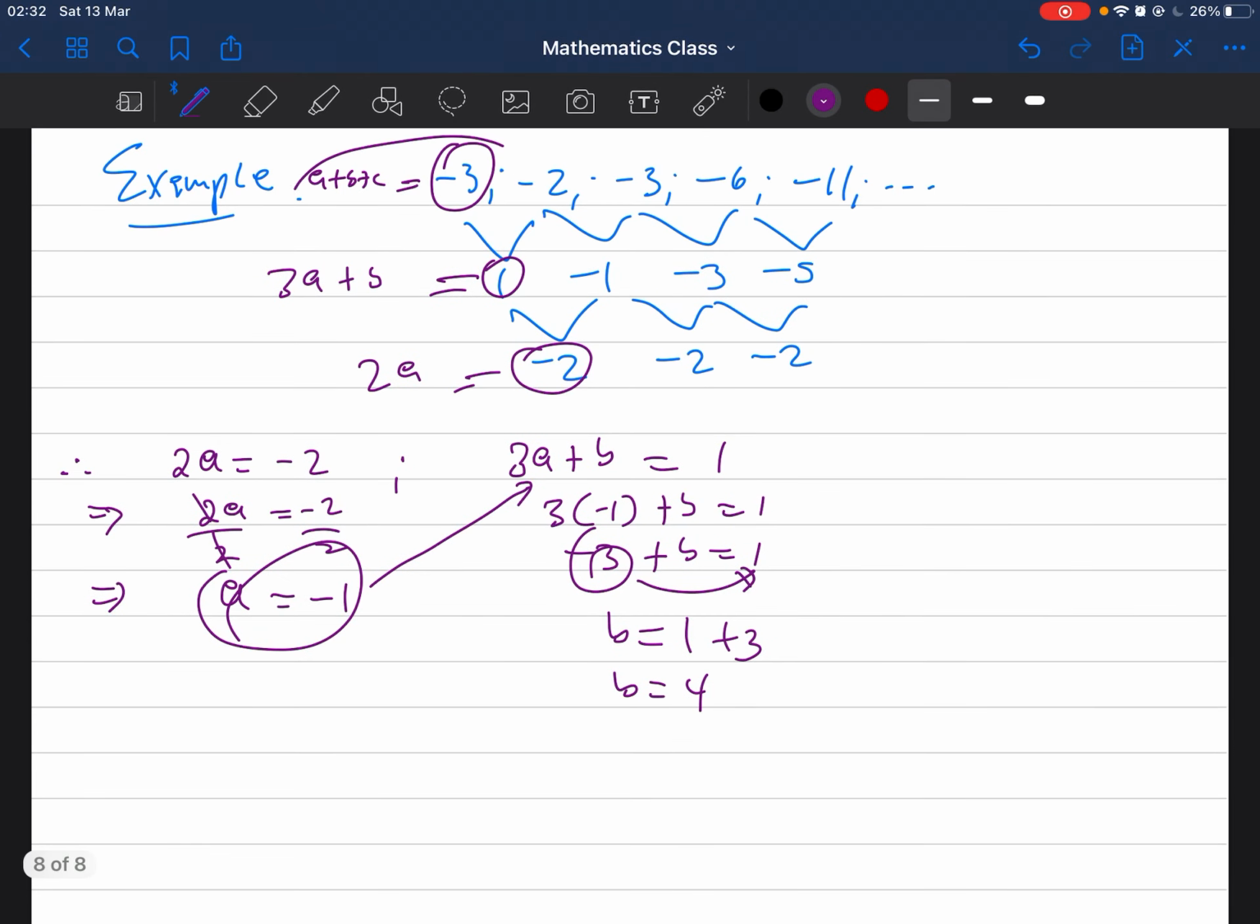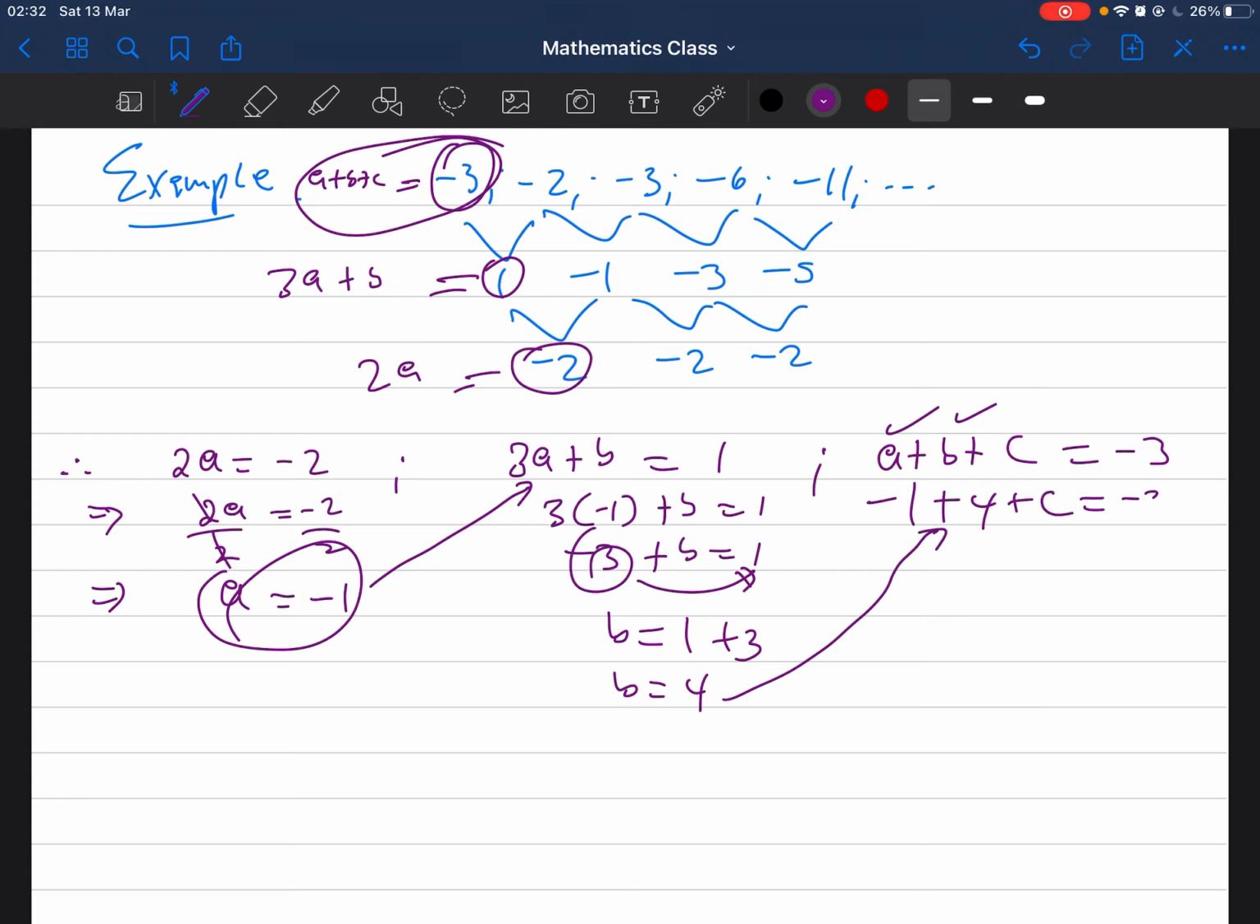Now let's take a plus b plus c is equal to -3. You already have a, which is -1, and b, which is 4. So -1 plus 4, which is 3, plus c is equal to -3. Then c is equal to -3 minus 3, and your c is -6. So you've solved for a, b, and c.